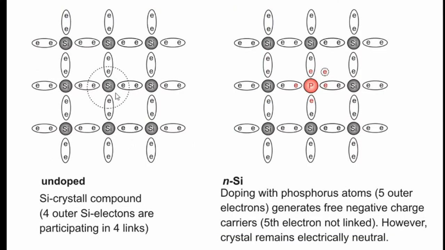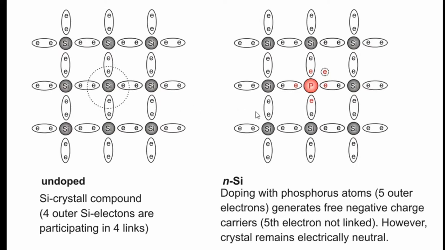We have a silicon crystal, which has four links in a tetrahedral formation to the neighboring silicon atoms. And this formation is quite stable. There are few free electrons. Only if you have high temperature, you liberate some electrons. But in general, it's almost an insulator. No electrons can flow there. So this is quite useless for application as a solar cell.